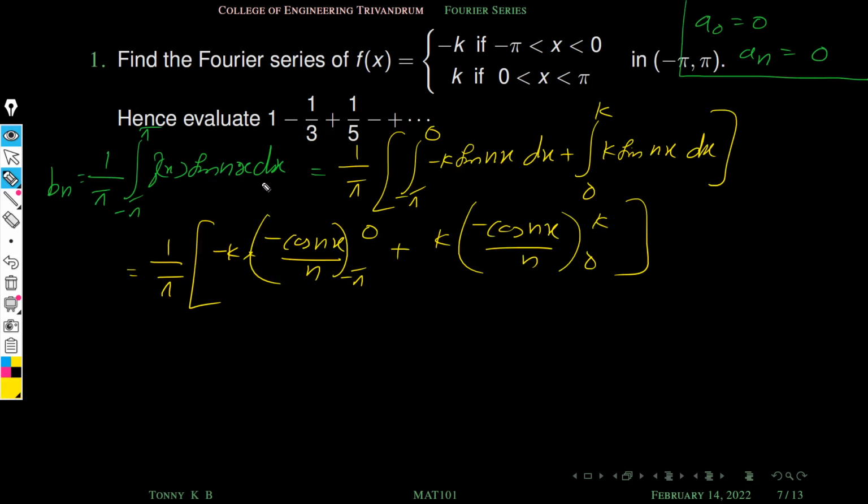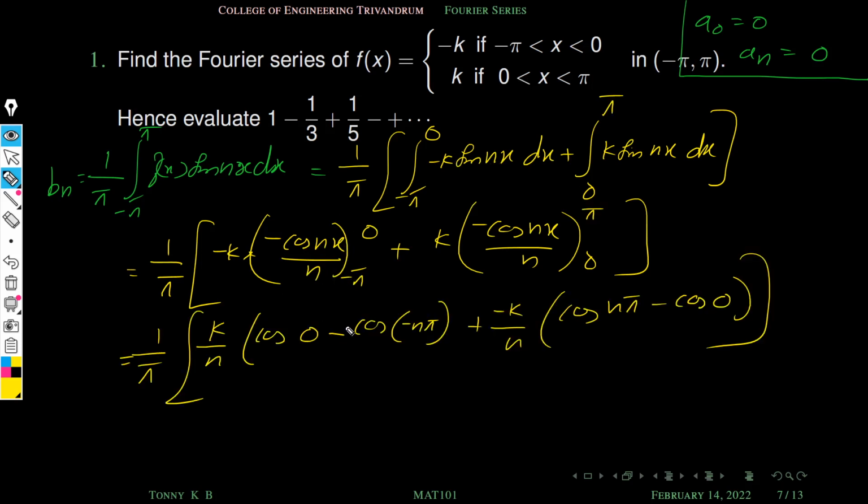So this Bn is like this because the function has two values. Then the integral of sin nx is minus cos nx by n. Okay, next you have to substitute the upper limit and lower limit. After substituting, the terms are like this. And we know that cos 0 is 1. And what about cos minus theta? That is equal to cos theta. So this is cos n pi.